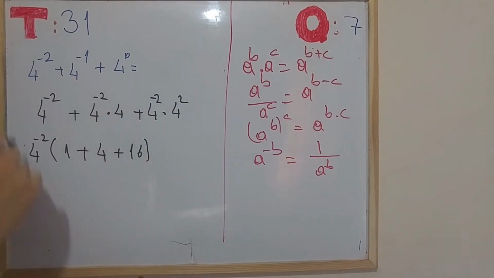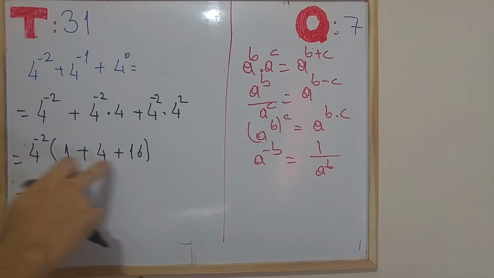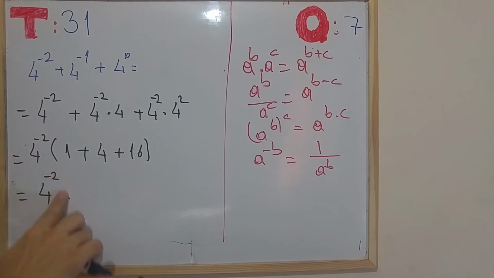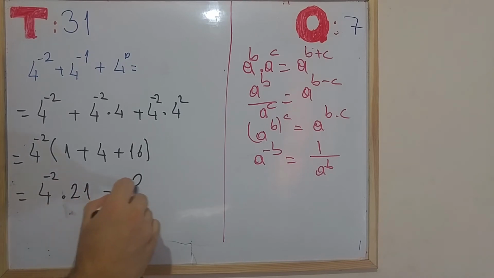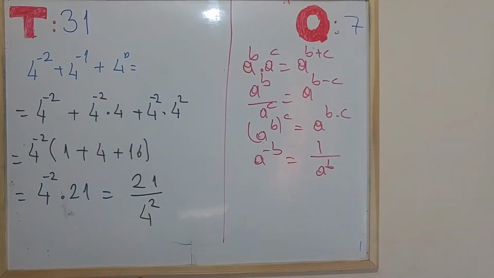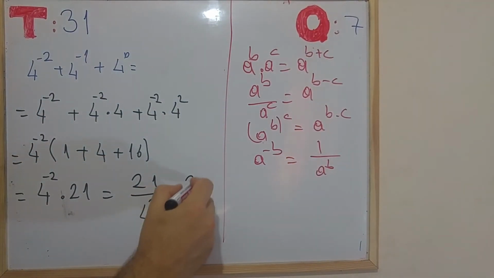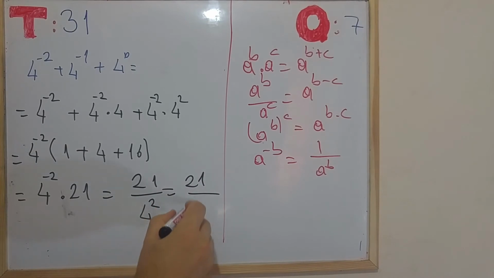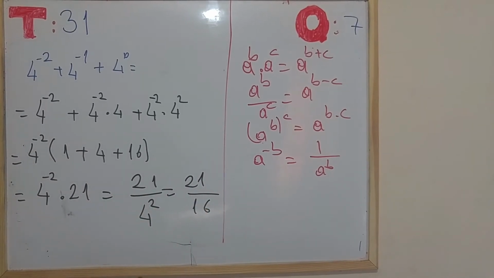4 squared is equal to 16. So what I'm going to have is equal to 4 to the minus 2 times 21. I don't need this parenthesis anymore, which is equal to 21 over 4 squared. Please remember this. And which is equal to 21 divided by 16. This is the answer.